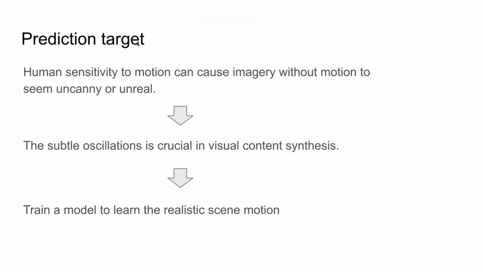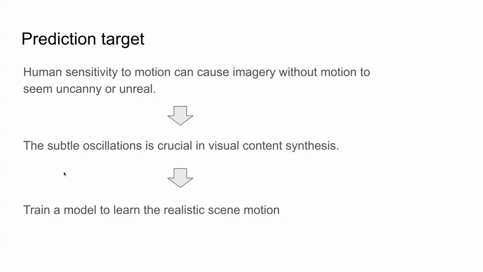So here I would say the motivation behind it is to capture that specific motion. Human sensitivity to motion can cause imagery without motion to seem uncanny or unreal, because we know the real thing usually seems to be still, but actually something is always moving very gently. So the authors believe the subtle oscillations are crucial in visual content synthesis to make something look more real.